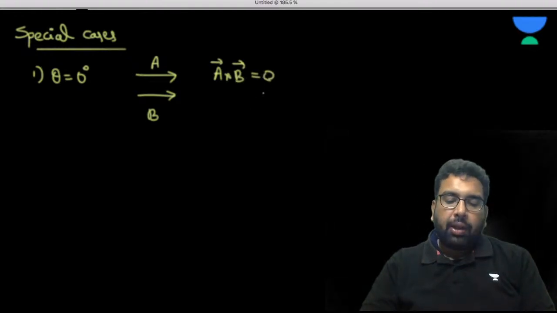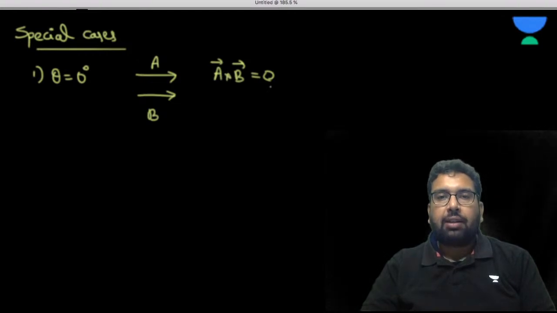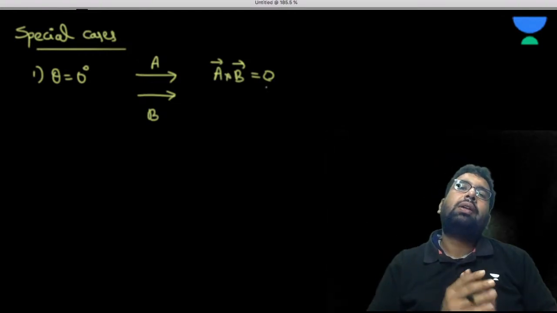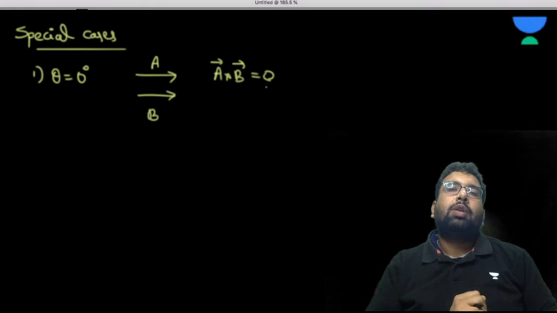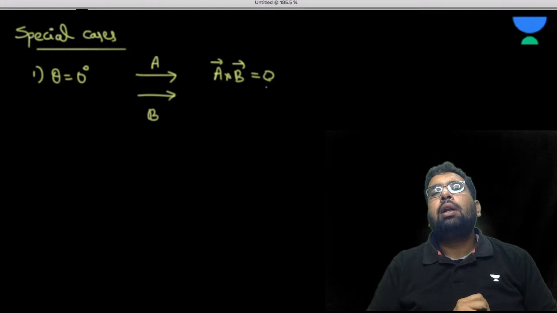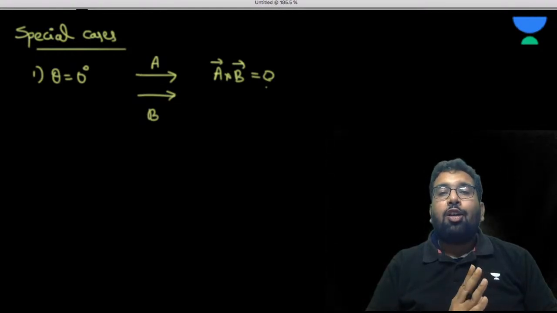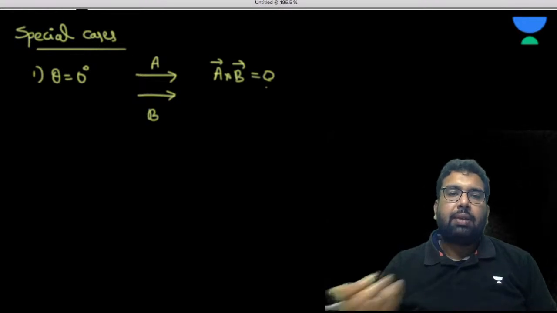Okay, and remember, this is a zero vector. This is a vector because the cross product of two vectors is always a vector. So when you are doing the cross product of two vectors and afterwards you are getting 0, that is not a scalar but a vector.